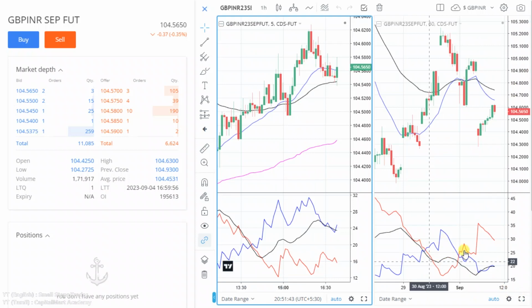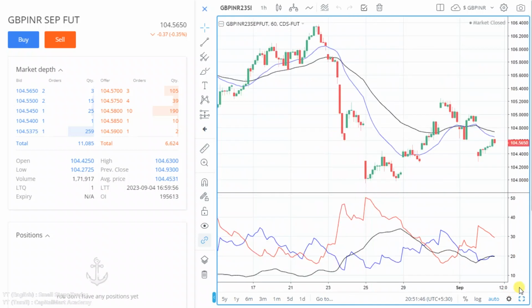So this is how the GBP intraday is. If you see the positional, similar to euro, still it is in the channel only, we can see.